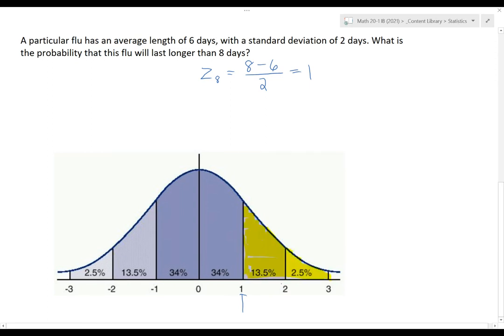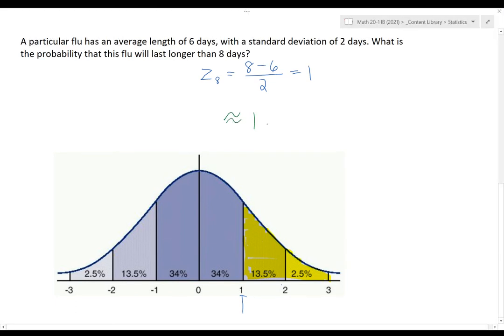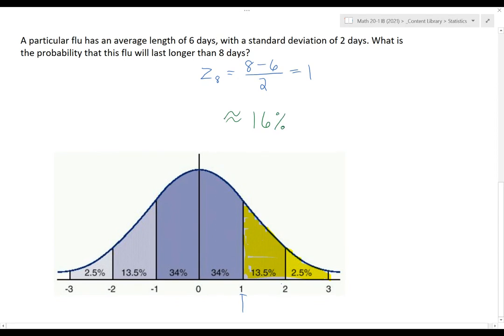That's approximately 13.5% plus 2.5%. So about a 16% probability that a flu with an average length of 6 days and a standard deviation of 2 would last longer than 8 days.